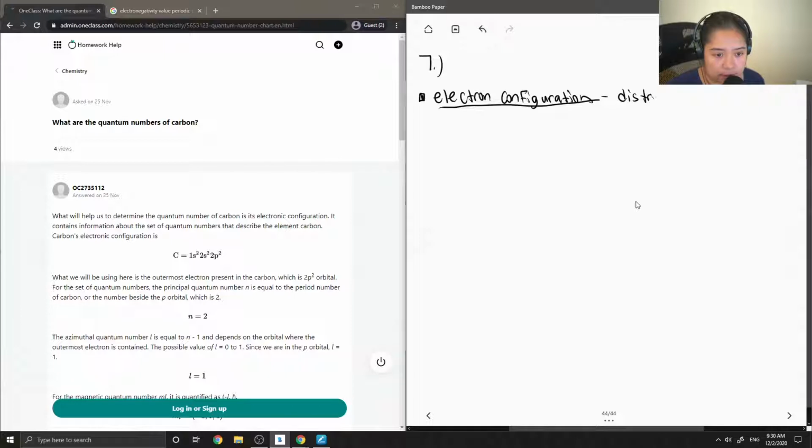This is the distribution of electrons of an atom or molecule in either atomic or molecular orbitals.